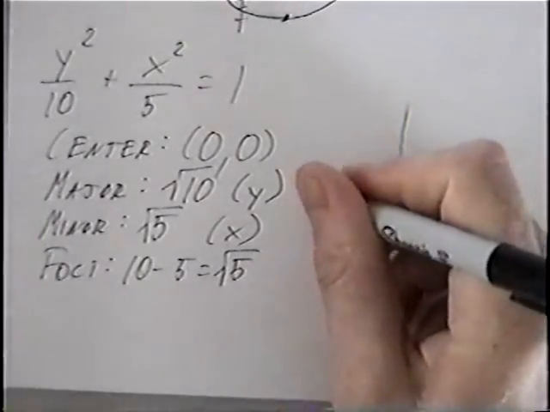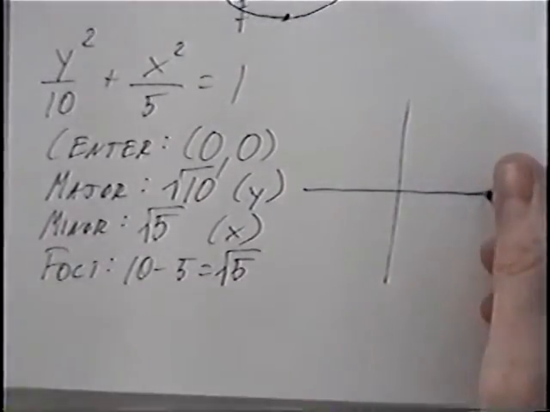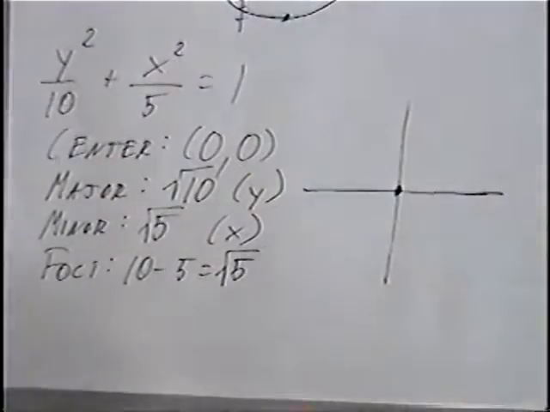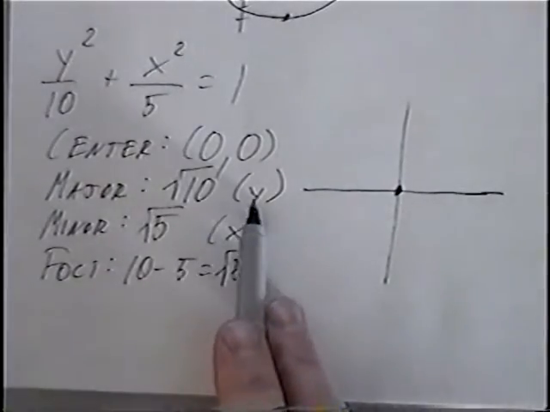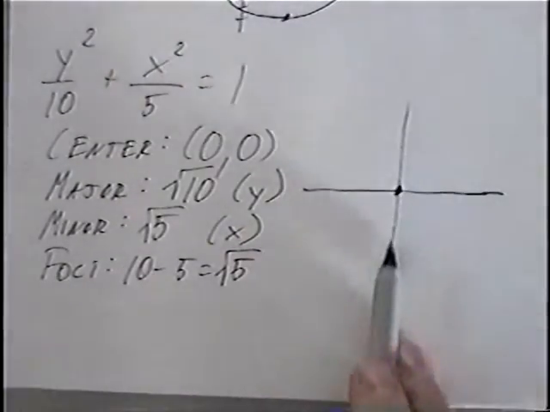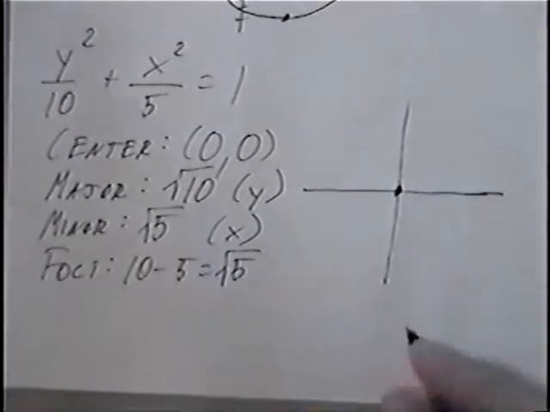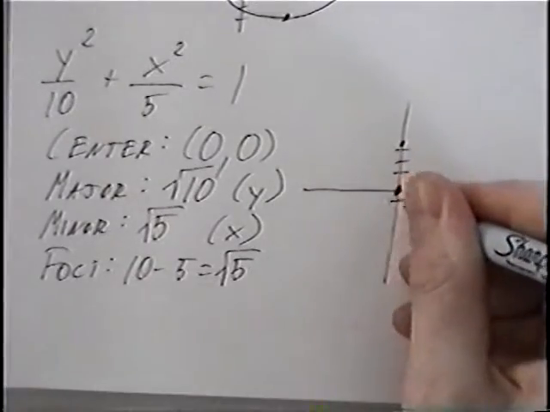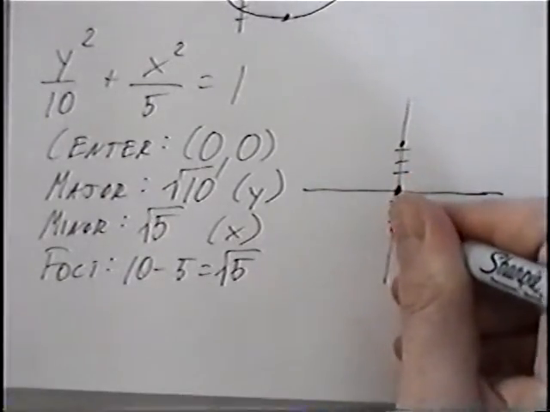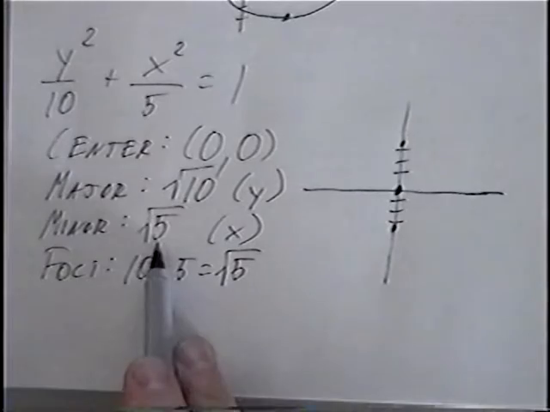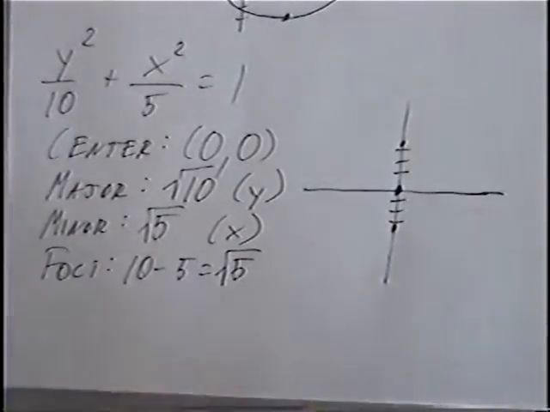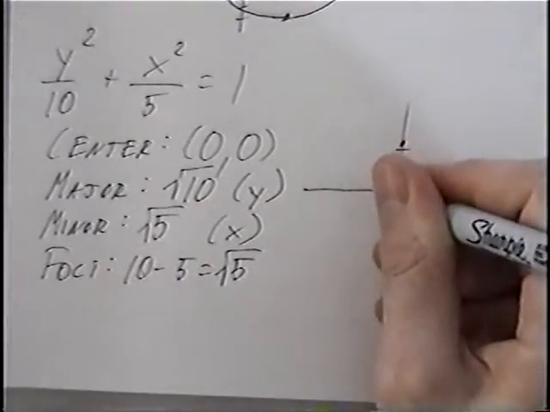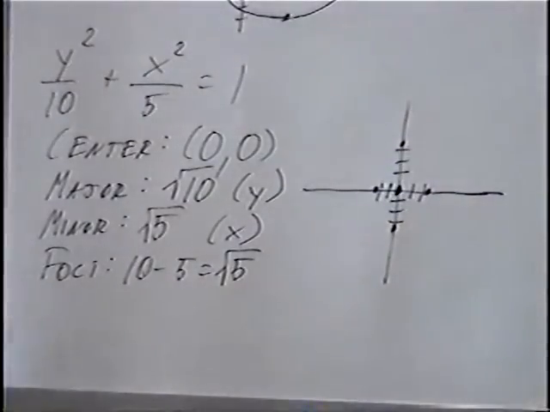To graph this, we can draw the xy axis. The center is 0, 0 in the middle. The major axis in the y direction, which will go vertically, up and down. Square root of 10 is just over 3. So we'll go just past 3 up, and just past -3 down. Square root of 5 is just over 2. So we'll go a little over 2 to the right, and a little over 2 to the left.